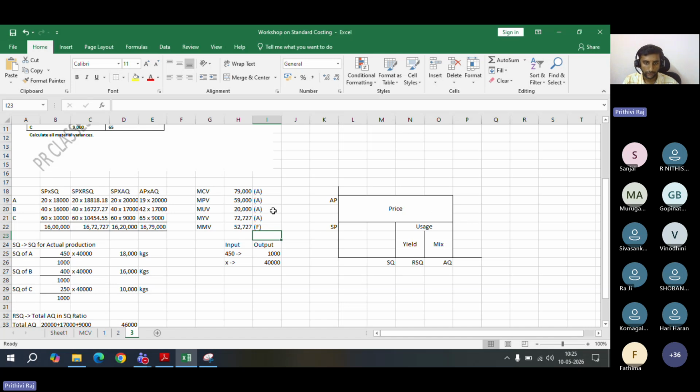So how do you check this answer? If I sum up material mix variance and material yield variance, I'll get material usage variance. This is minus 72,727. This is plus 52,727. If I sum it, I'll get 20,000 negative, so 20,000 adverse. So I got it right. If I sum material usage variance and material price variance, I'll get material cost variance. Usage variance is minus 20,000. Price variance is minus 15,000. If I sum it, I'll get minus 79,000, that is 79,000 cost variance adverse. So you can check the numbers by this.